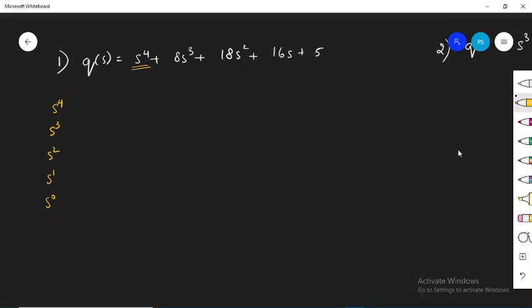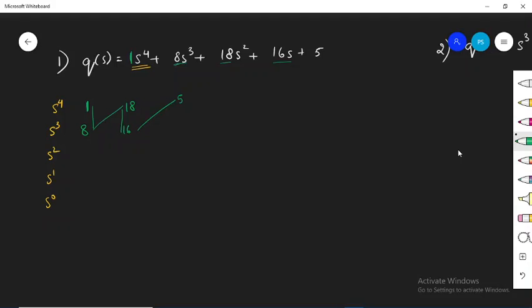Next you have to write the first two rows, in such a way that the coefficient of the highest degree is written first. This coefficient is 1, so I write 1 here. The next one should come below this: this is s cube, the coefficient is 8, so I'll write 8. The third one comes again on the first row: for s square the coefficient is 18, and it will be written over here. Next down, 16, and then I'll write 5. So all the coefficients have been written.